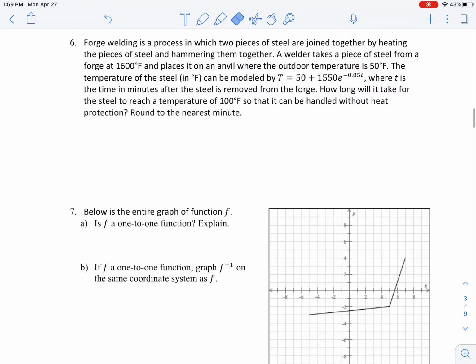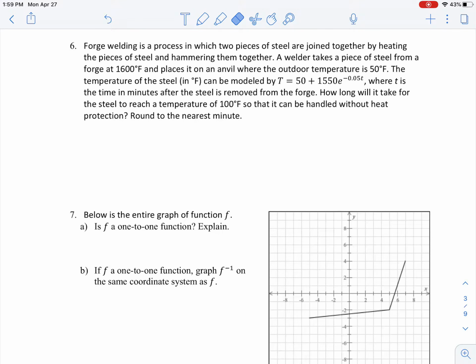Let's take a look. Forge welding is a process in which two pieces of steel are joined together by heating the pieces of steel and hammering them together. A welder takes a piece of steel from a forge at 1600 degrees Fahrenheit and places it on an anvil where the outdoor temperature is 50 degrees Fahrenheit. The temperature of the steel in degrees Fahrenheit can be modeled by, I'm going to highlight this, T equals 50 plus 1550 times e to the negative 0.05 t.